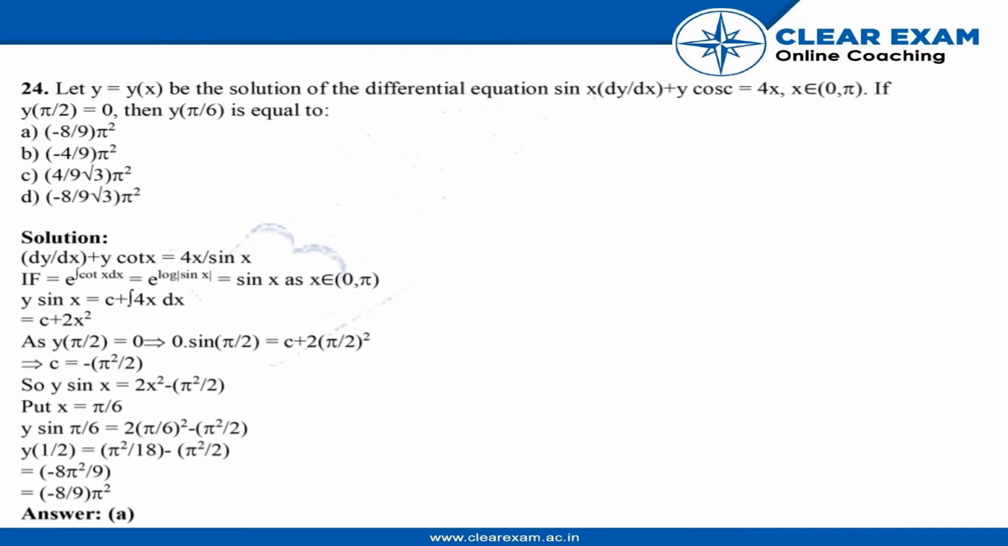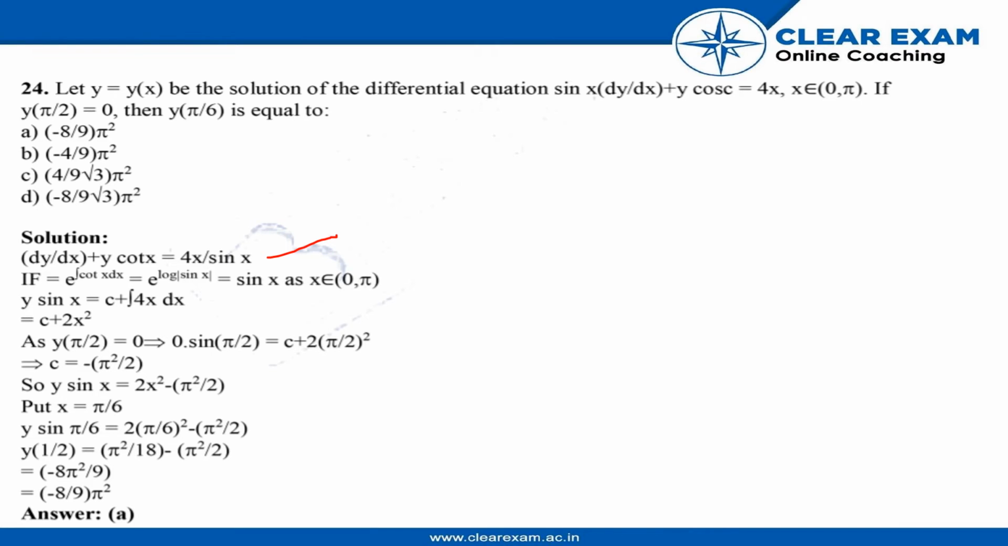We have to find y(pi/6). So when we put the x value pi/2, we have the answer 0 when we put it in the equation. So we will simplify it from there. As we know, dy/dx plus y cot x equals 4x upon sin x. This is the form for solving this equation.